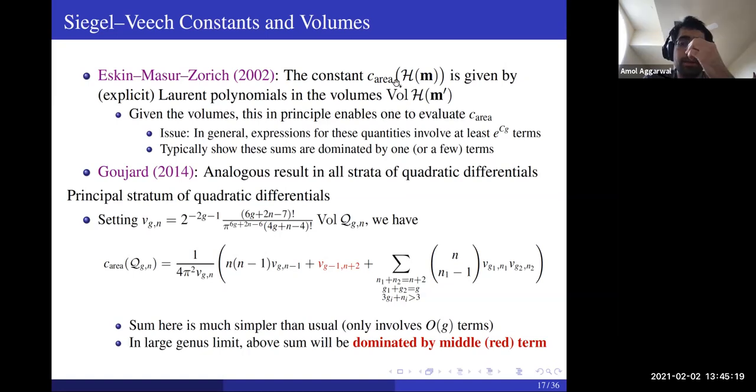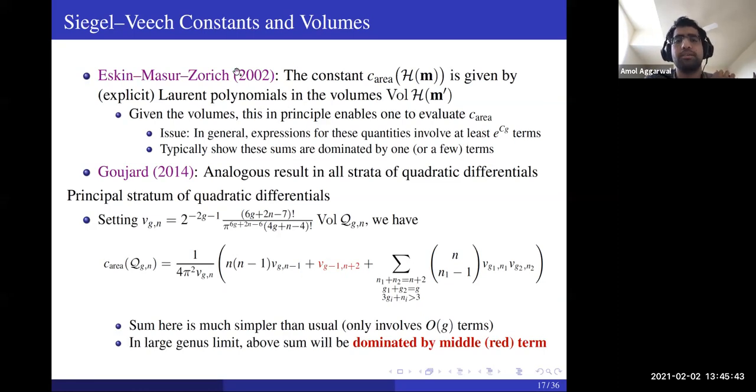I mean, it gets somewhat complicated though, because the polynomials involved, these Laurent polynomials, actually involve sort of an exponential in many terms. So it gets somewhat complicated to analyze their limit. But what often happens is that the sums are dominated by one or a few terms.